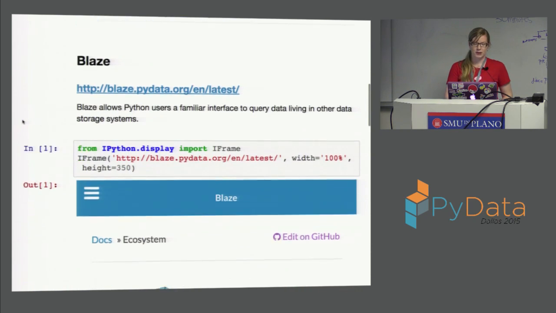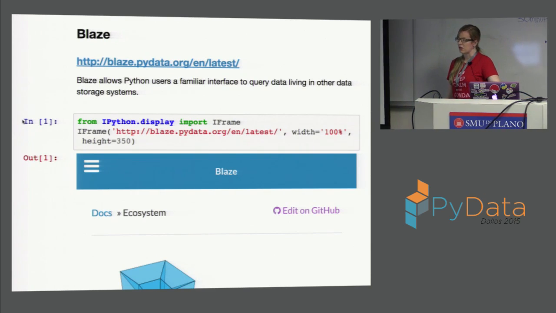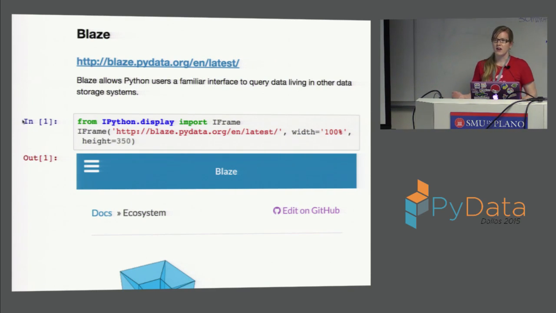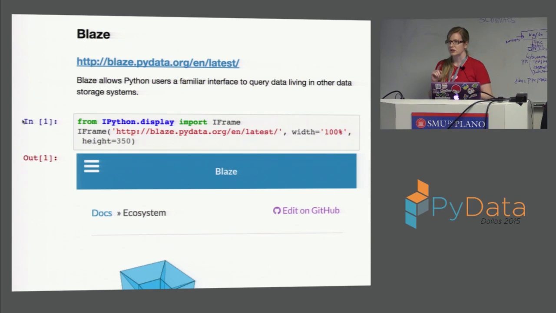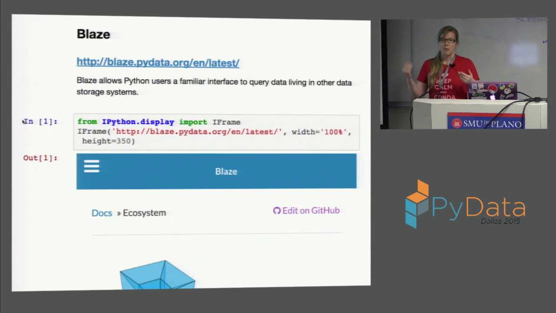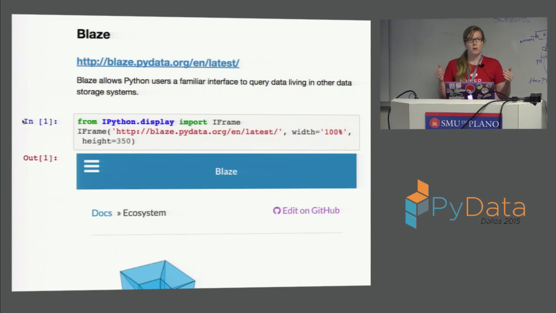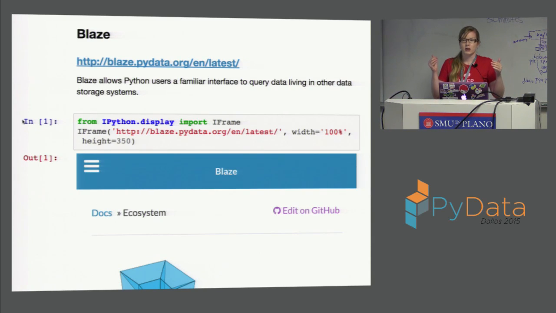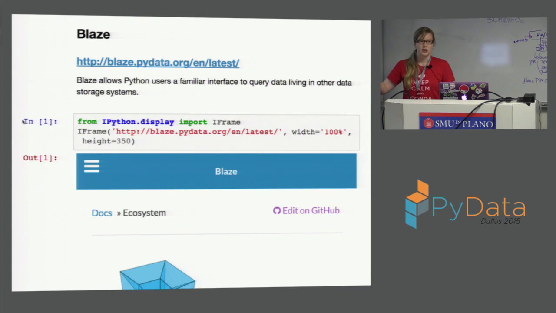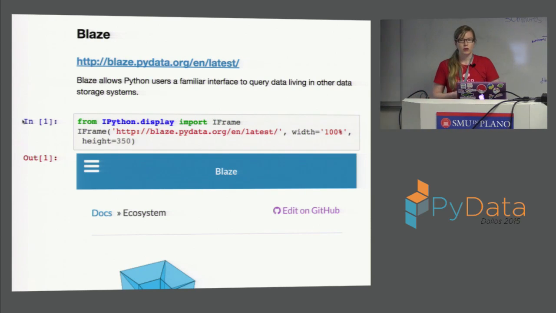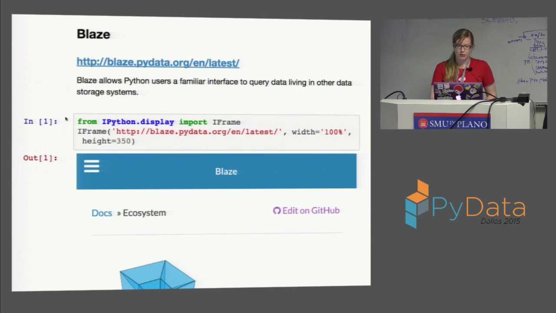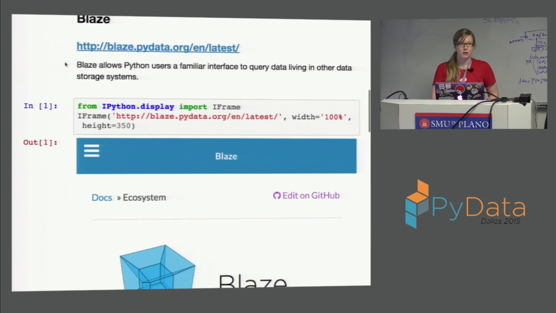So let's start with what Blaze is. Blaze is a general interface that allows you to query data living in a diverse set of backends: SQL databases, HDF5, Spark, and MongoDB. It provides a simple querying interface, so you can learn one syntax and query all those databases. It provides that abstraction for you. Instead of learning all these different systems, applications, and query mechanisms, you learn one. You can find more about Blaze at this URL and in the documentation.